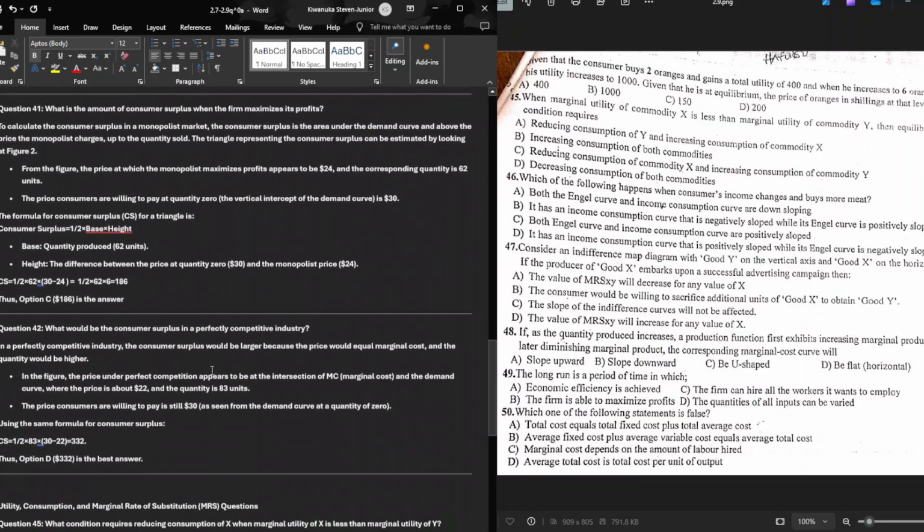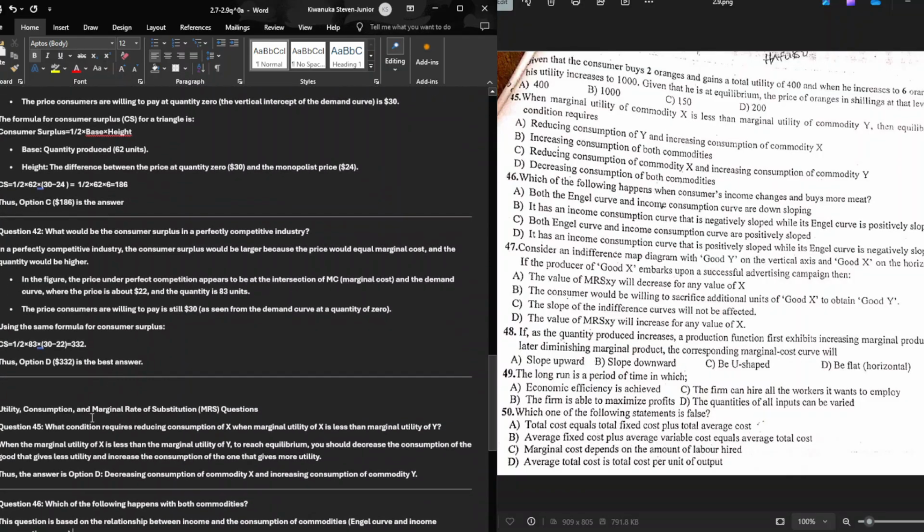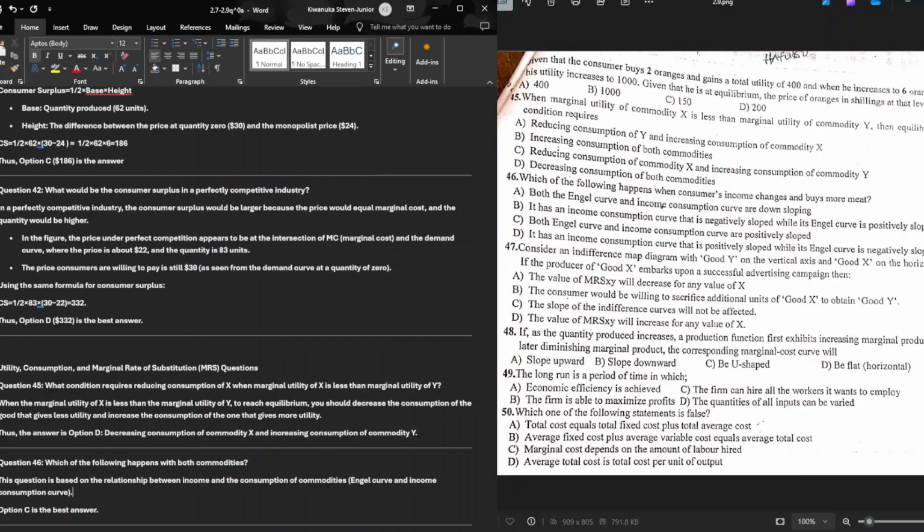45 here. I guess, guys, you've got that one very well. 45 says when the marginal utility of a commodity X is less than the marginal utility of Y, then equilibrium condition requires that. Now you realize that the marginal utility of this good X is less. That means when you eat more of this food, the additional satisfaction keeps on reducing. That is what they mean.